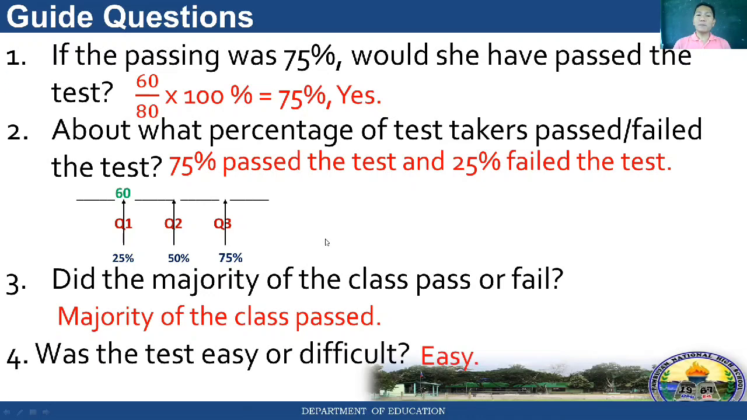So that means that Marian was wrong, no? Marian was wrong when he said that the test was difficult. The exam was easy because 75% of the test takers passed the test and only 25% failed the test. So this is how we solve and interpret this problem.